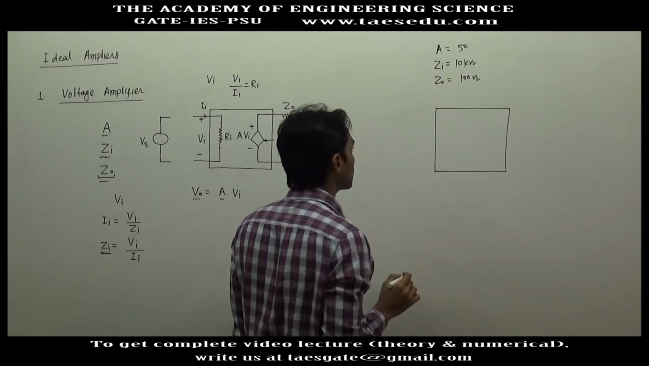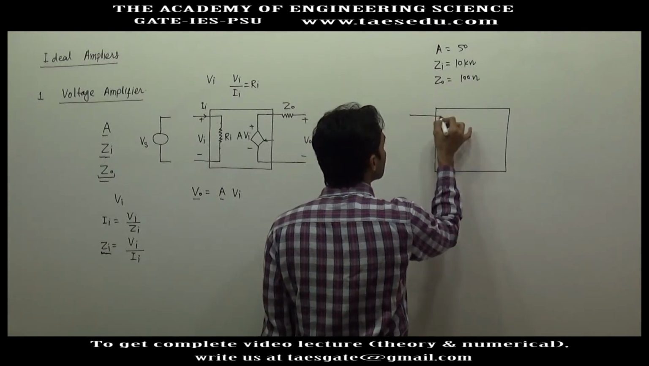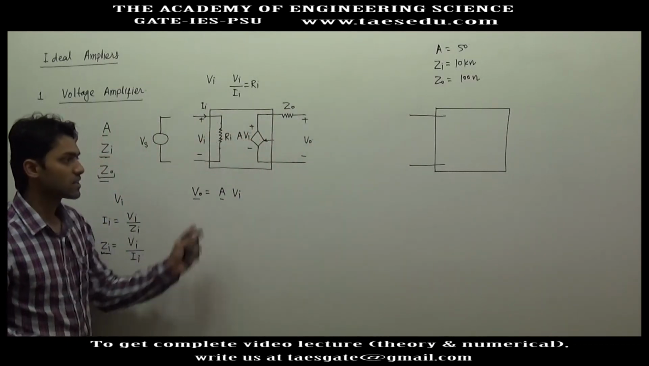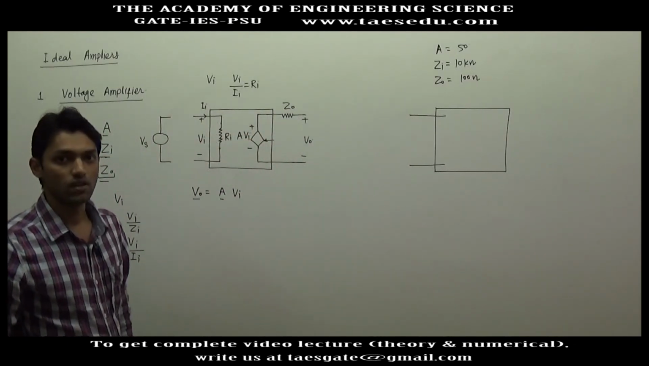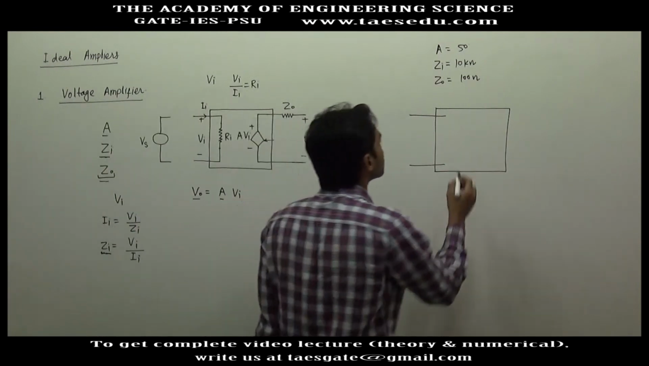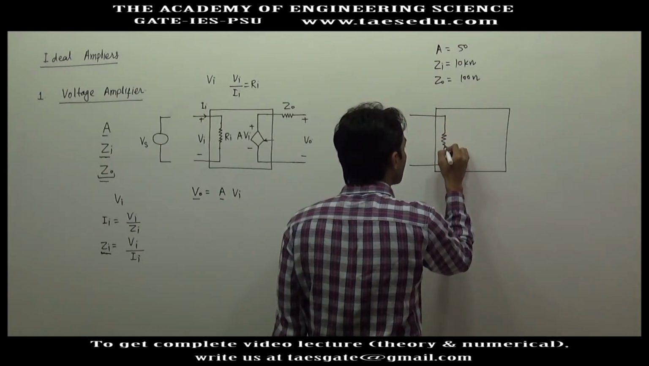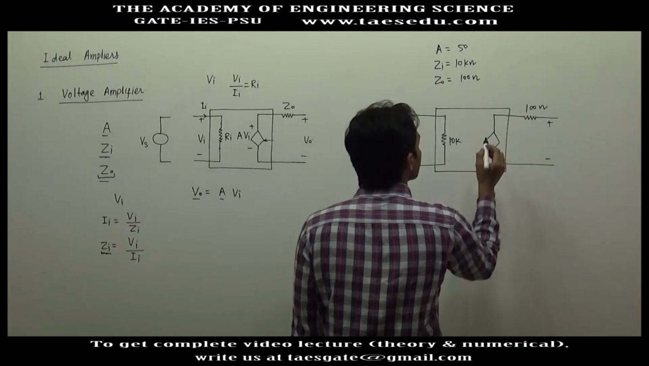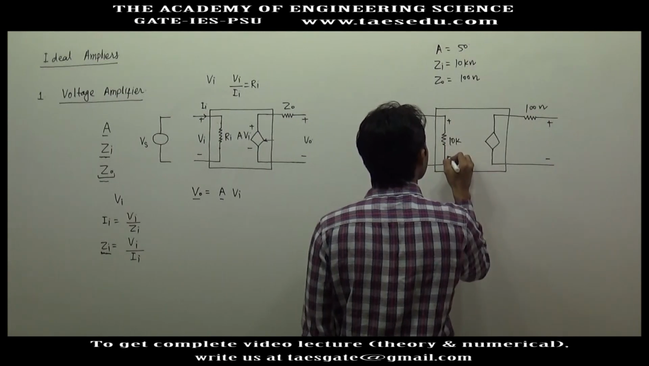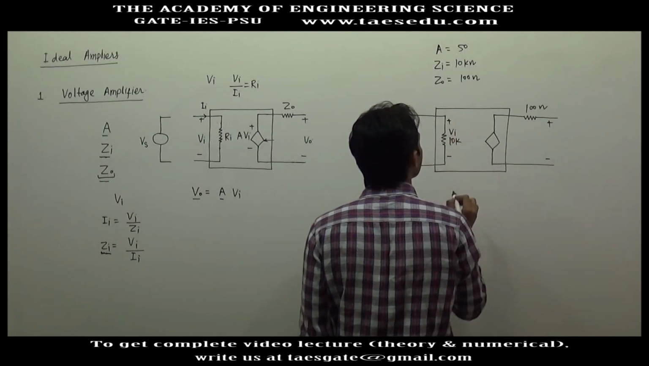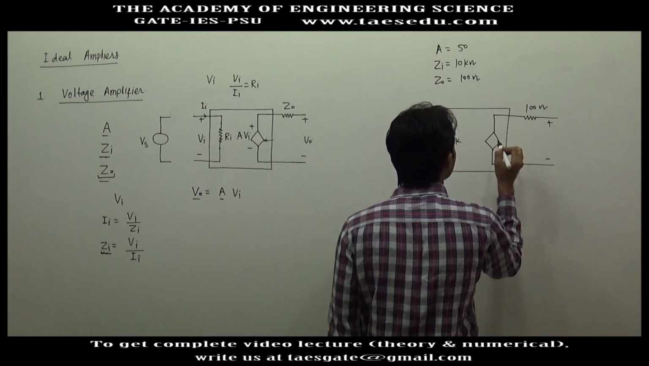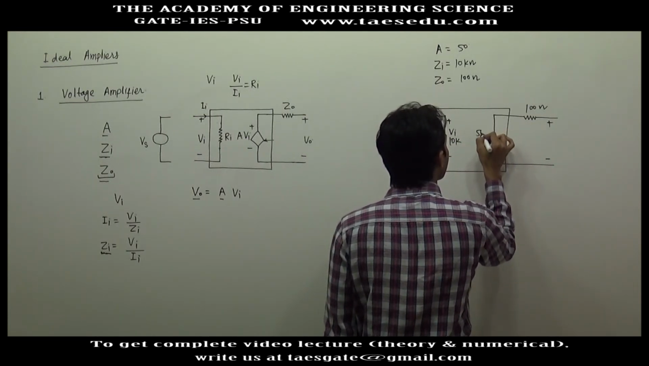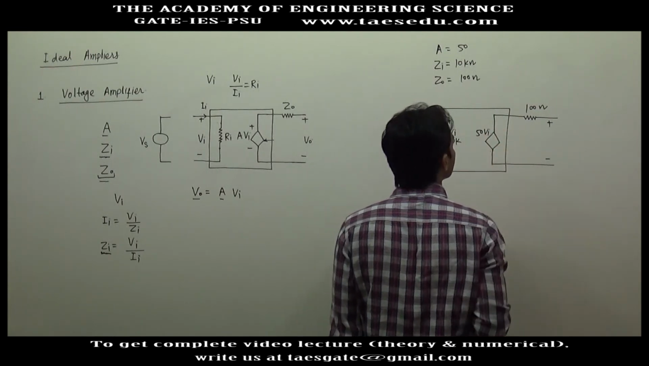So how will we model it? Representing a voltage amplifier with resistances or with a circuit diagram is called modeling of a voltage amplifier. Its input impedance is 10 kilo ohm, this is 10k. If this is the input to this voltage amplifier, this voltage will be 50 into V input.